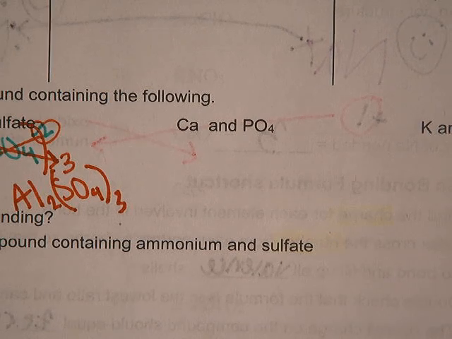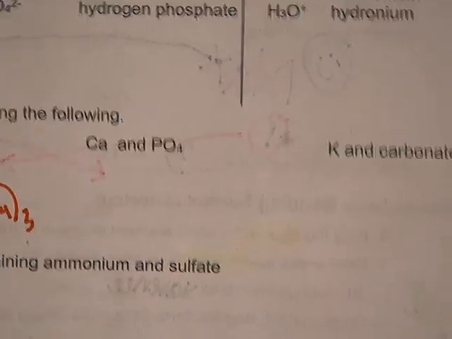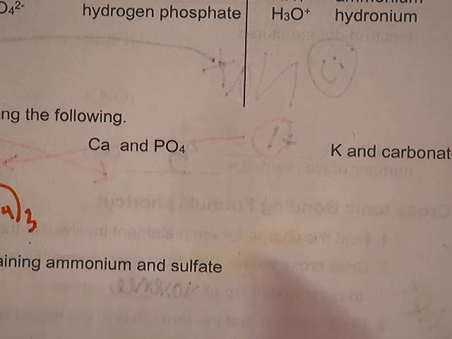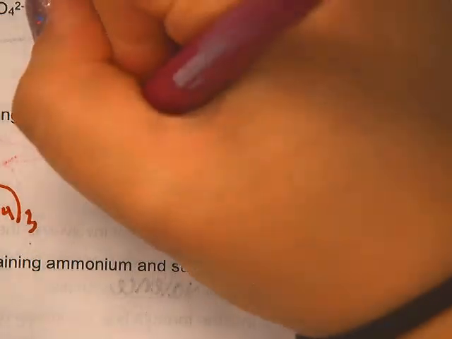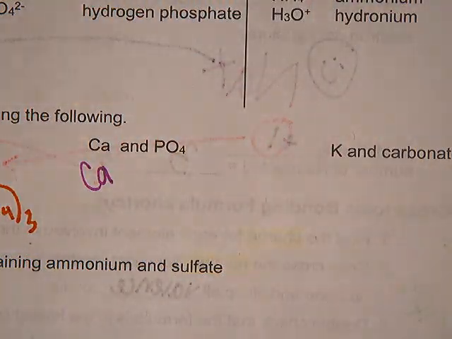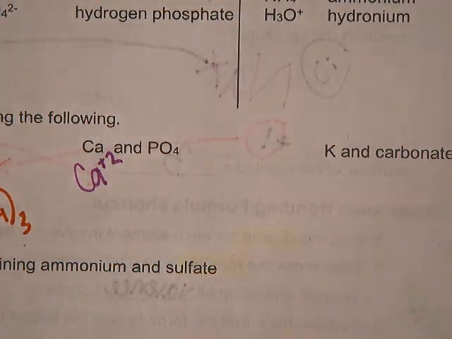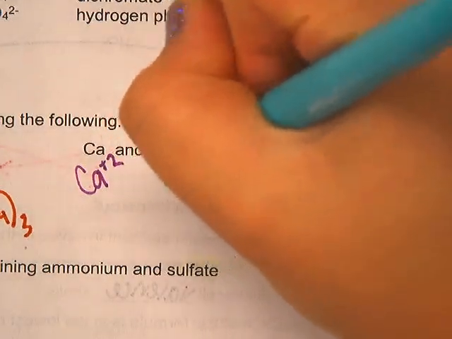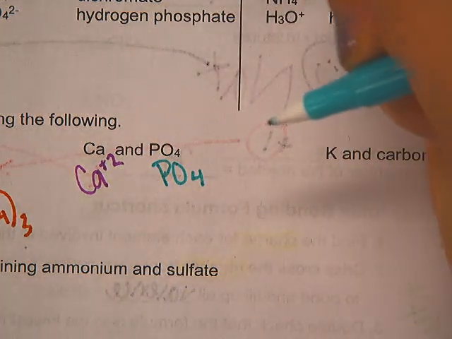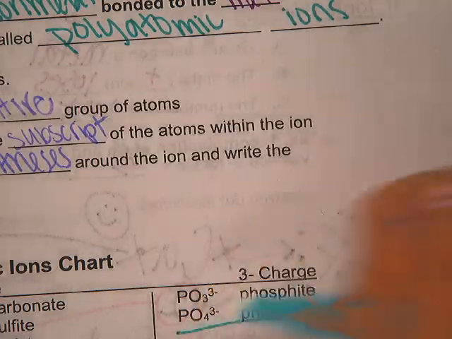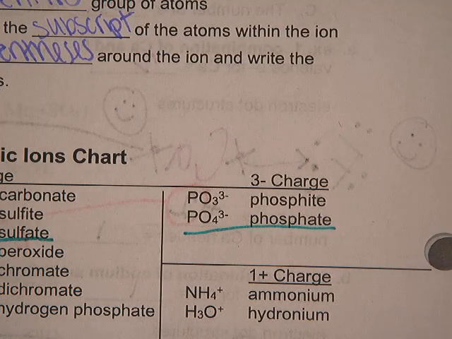All right, let's go over calcium and phosphate together. So again, if we named this, it would just be called calcium phosphate. Calcium is my metal, and what is its oxidation number? +2. And then PO4 is my polyatomic ion, that's called phosphate. And what's its oxidation number? -3.